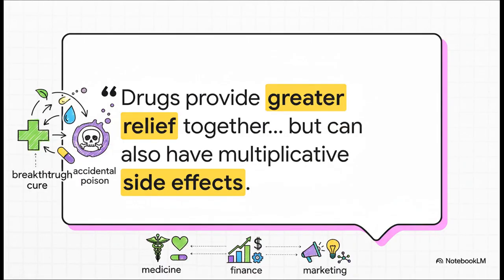And that's the crucial takeaway here, you know? Understanding these interactions is absolutely vital. And it's not just about medicine. In marketing, it's figuring out how an ad campaign and a holiday season interact to create a massive sales boost. In finance, it's modeling how interest rates and inflation interact to affect the stock market. It's all about finding that hidden synergy.